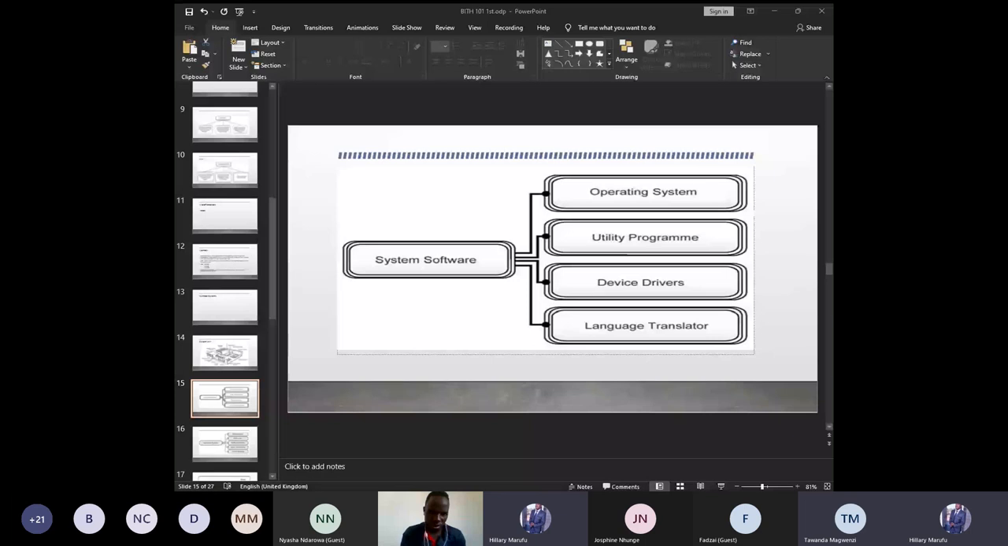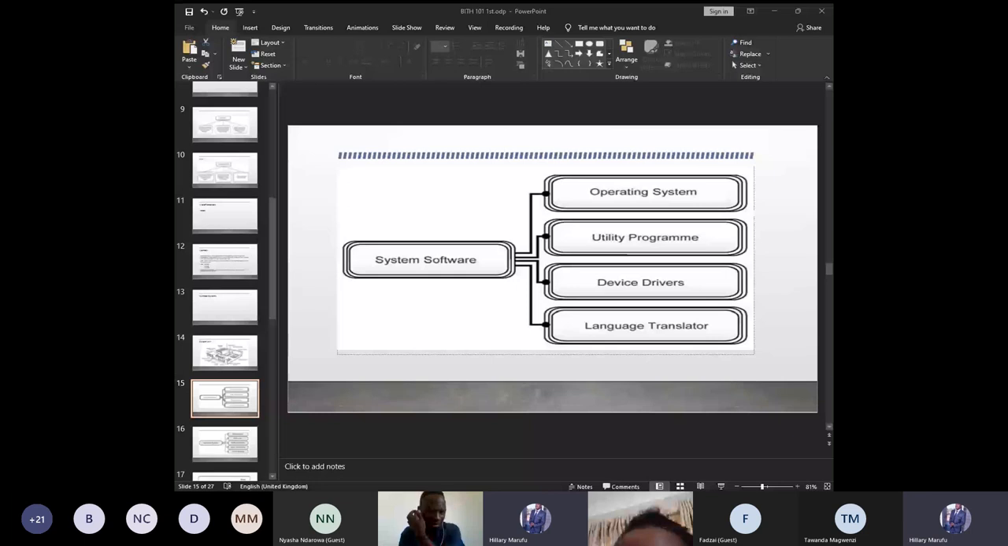Okay, let me try and put this as simple as I can. Remember, we said operating system is the bridge between hardware and the person that's using the computer. In the event where you put a new hardware component there, the operating system needs a way to communicate with that new piece of hardware. So every piece of hardware on your computer has a way to communicate with the operating system. This is where device drivers come in. They are there to make control.